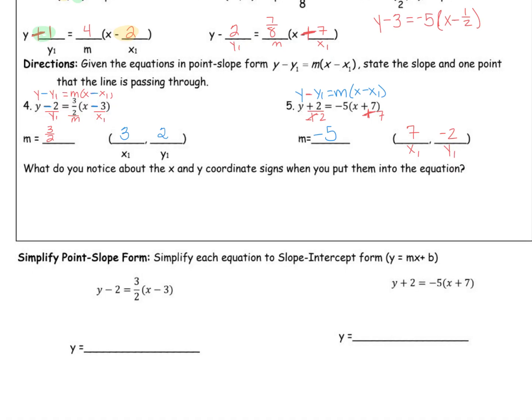So what do we notice about the x and the y coordinates when you put them in the equation? The signs change or flip. Okay, and that's because we have that minus as part of our formula, just like when we plug it into our slope formula.